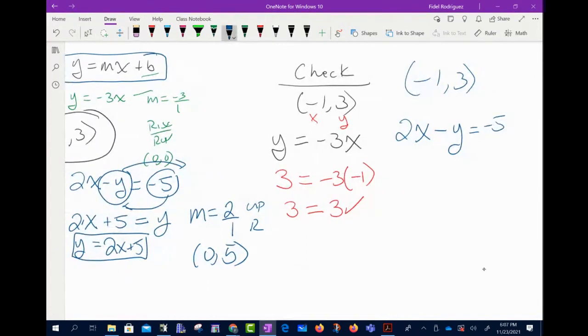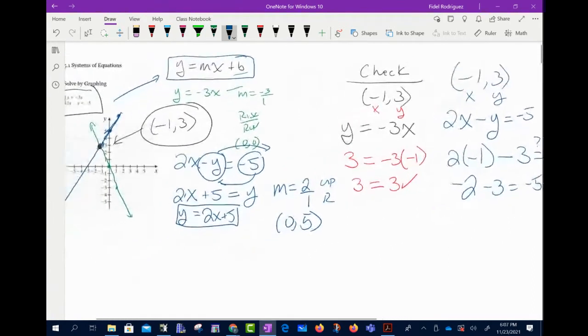So if everywhere I have an x, I replace it with a negative 1, and everywhere I have a y, I put a positive 3. We can do the same thing. We can check. So 2 times negative 1 minus y, which is positive 3, is supposed to be equal to negative 5. So 2 times negative 1 is a minus 2, and minus 2 minus 3 is in fact equal to negative 5. And so that's really what it is we're doing.